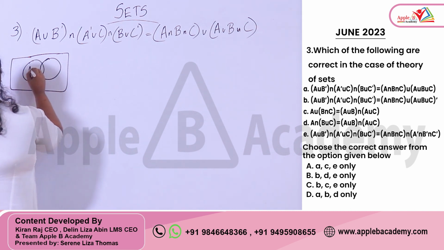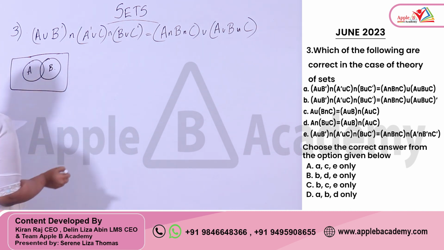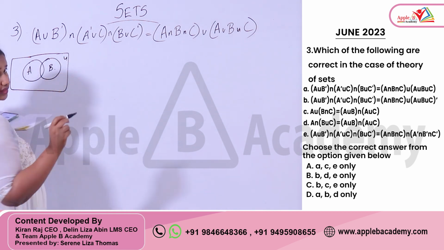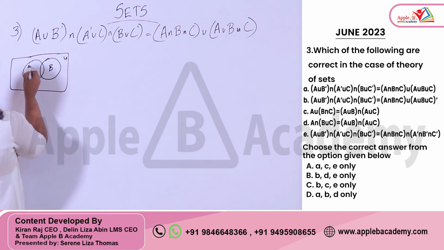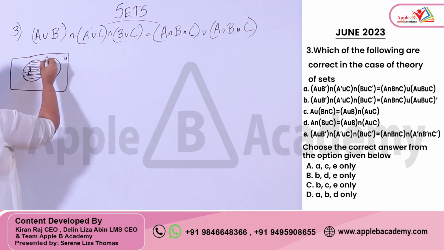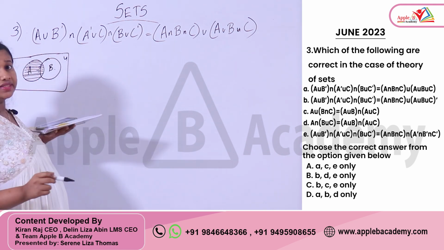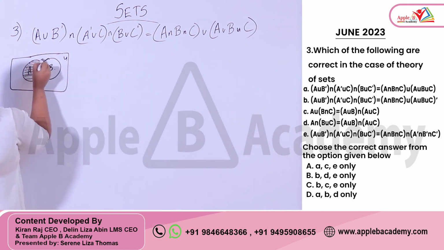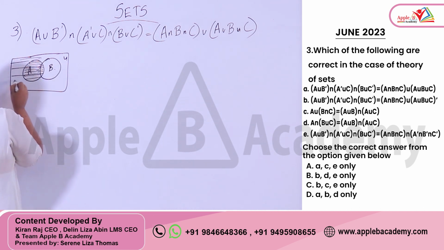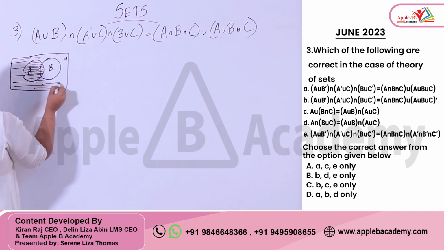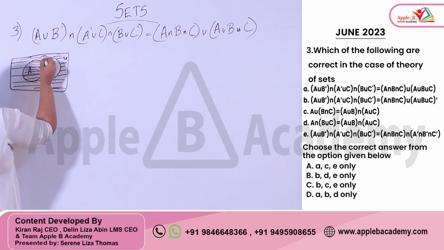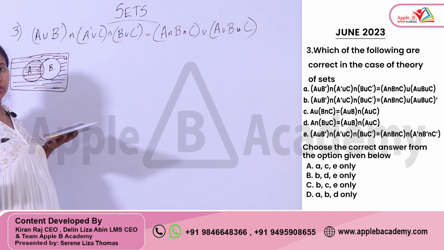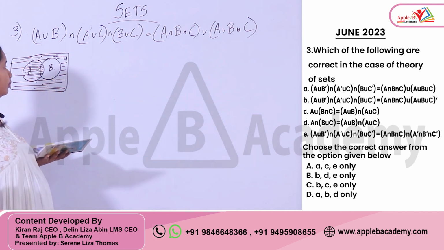Okay, so this is A, this is B, and this is the universal set, you know that. So A union B complement: you need to take the entire portion of A since it's union. B complement means everything that is outside B. So this is A union B complement. Clear? So this shaded portion represents A union B complement.